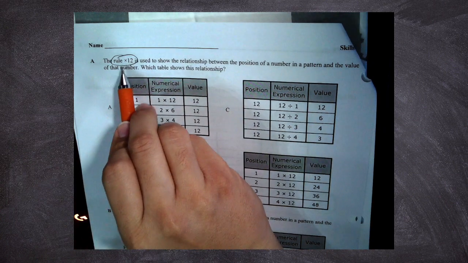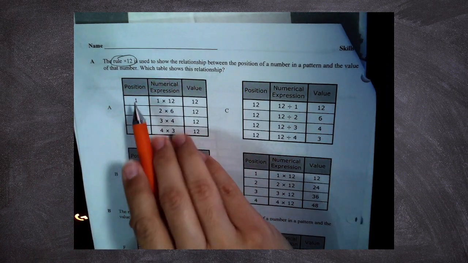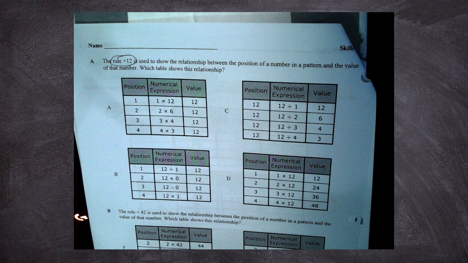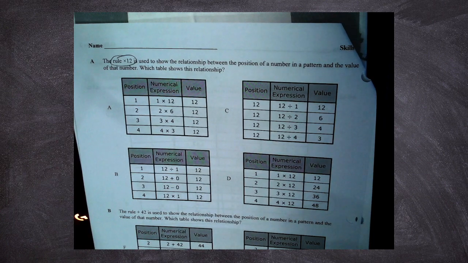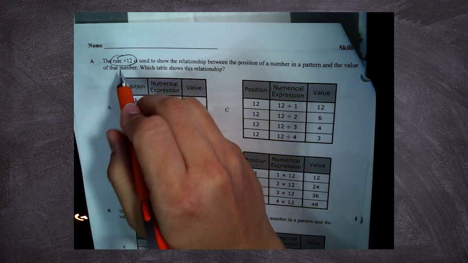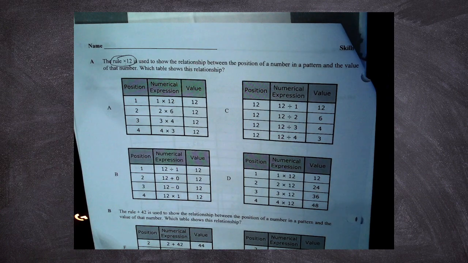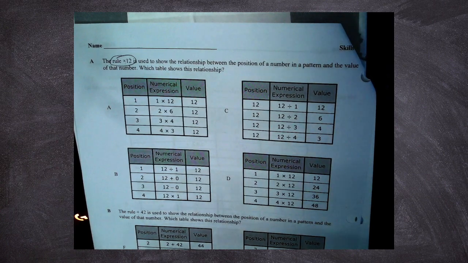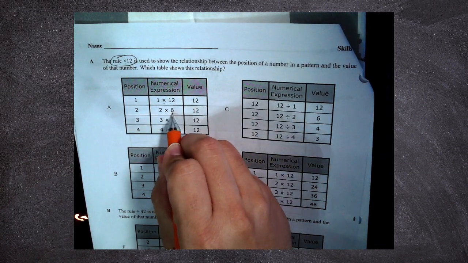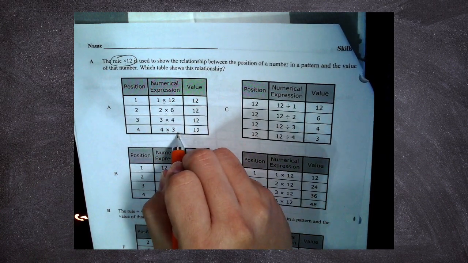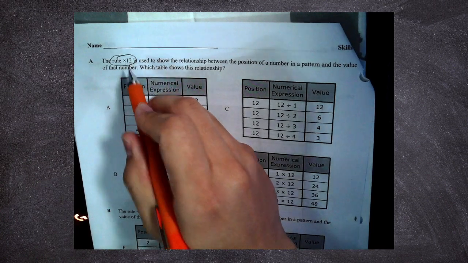So, the first thing I'm going to do is instead of checking the position and the value, I'm going to check the middle where it says numerical expression. I'm going to make sure that every single one is following my rule, times 12. If it doesn't, crossing it out. Times 12, times 6, times 4, times 3. No, that's not fair. It should be times 12.